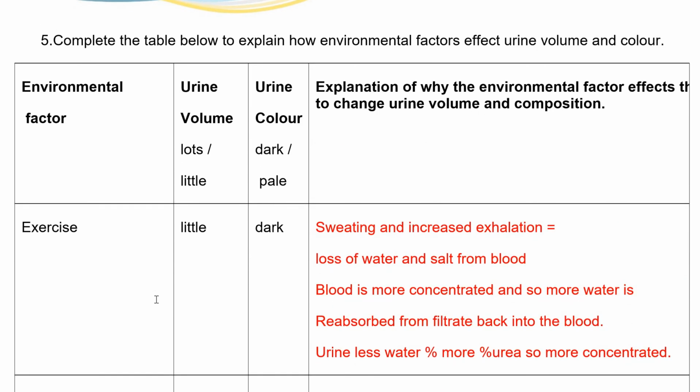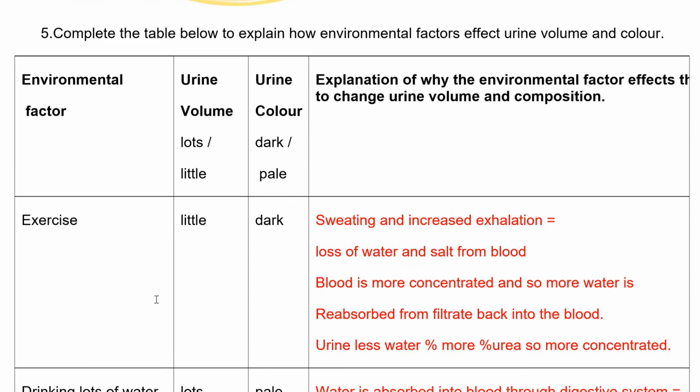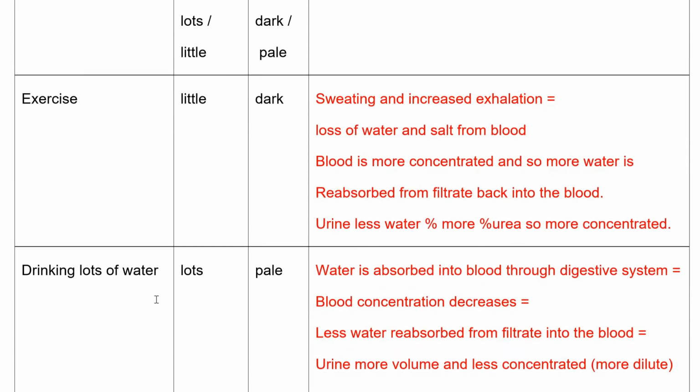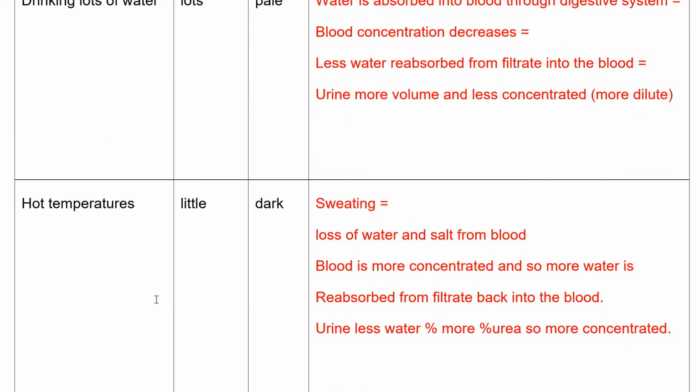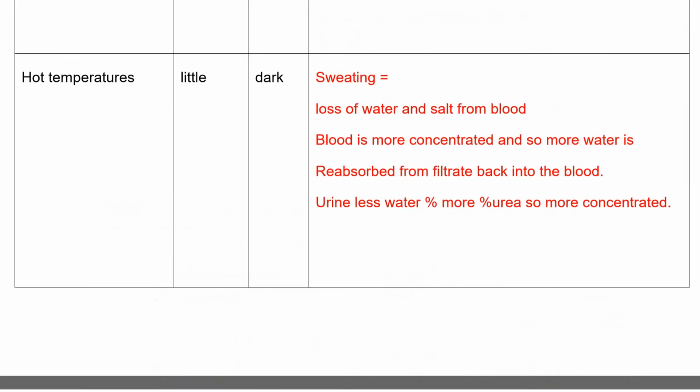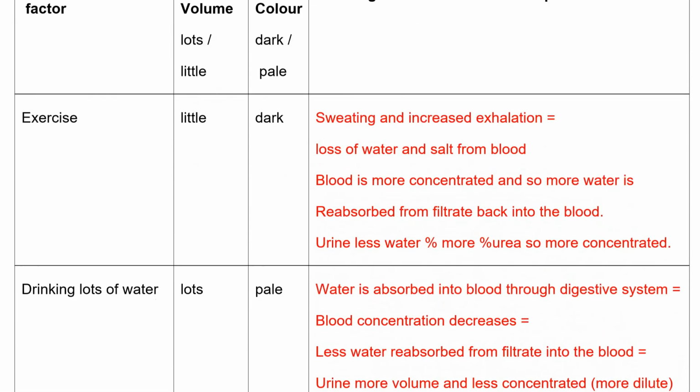Here's the big deal, okay? Link environmental factors to changes in urine volume and composition. So let's take a look at it. Factors: exercise, drinking water, hot temperatures, salty food, all well and good. So here's your big idea.